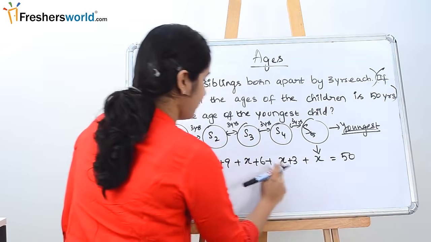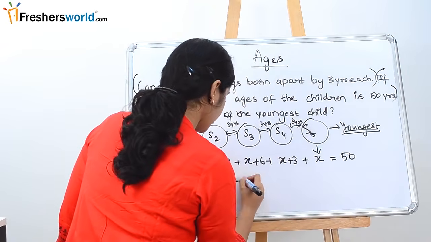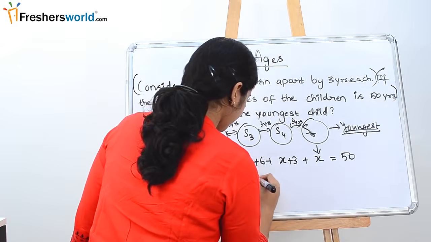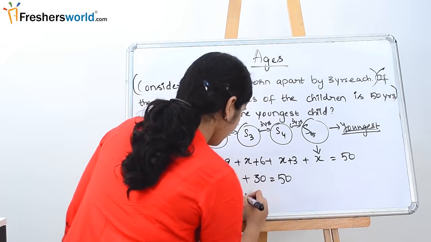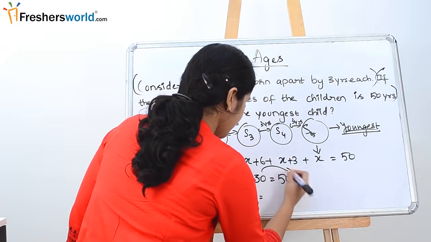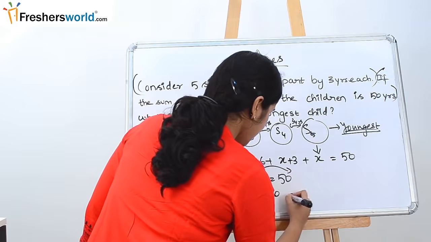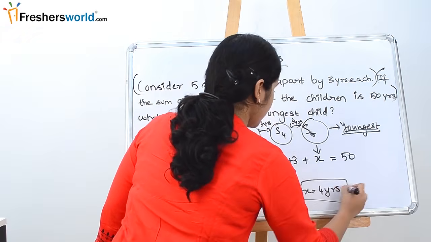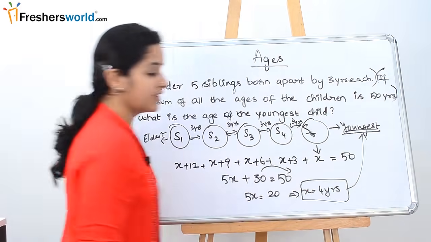So 1, 2, 3, 4, 5. So 5x plus 12 plus 9, 21, 27, 30 is equal to 50. 5x is equal to 50 minus 30, we are taking that side. 50 minus 30 is 20, and x is equal to 4 years. So the age of the youngest child is nothing but 4 years.